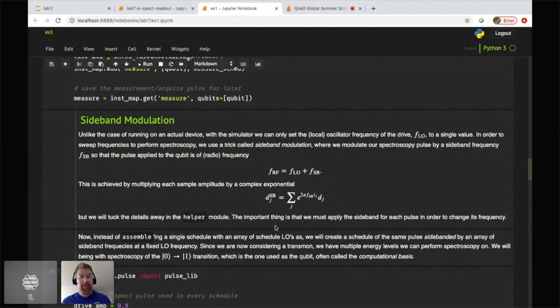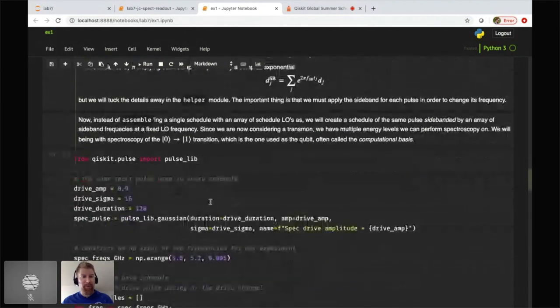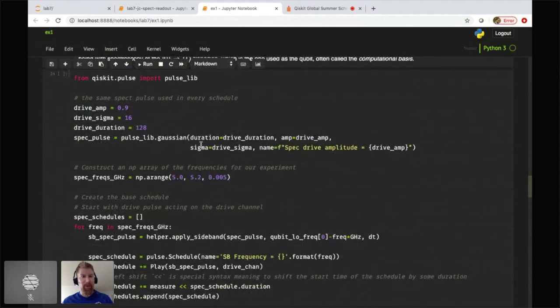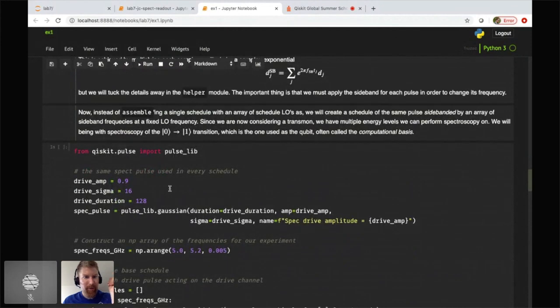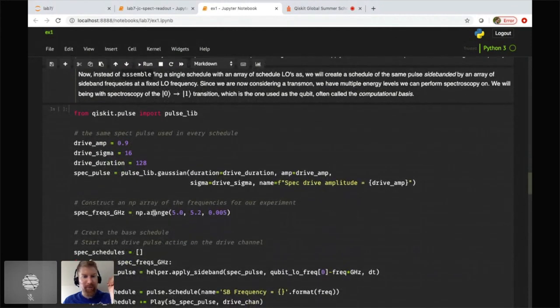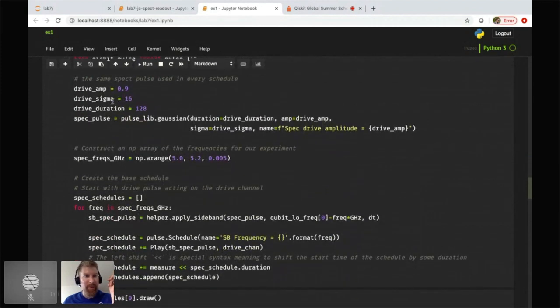So we're going to go through and see how this is done by looking at spectroscopy of the 0-1 transition, just like we did on Armonk, but we're going to do this with the simulator. So we're going to create our measurement pulse as was done. That's not the measurement pulse here. We're going to create our spectroscopy pulse and go through a range between 5 and 5.2 gigahertz. And what we're going to do here is construct a schedule. We're going to use the same kind of amplitude. This is going to be the same for all our pulses, just a large amplitude Gaussian pulse of 128 sample duration, 16 sample sigma. And we're using the pulse library to create this Gaussian here.